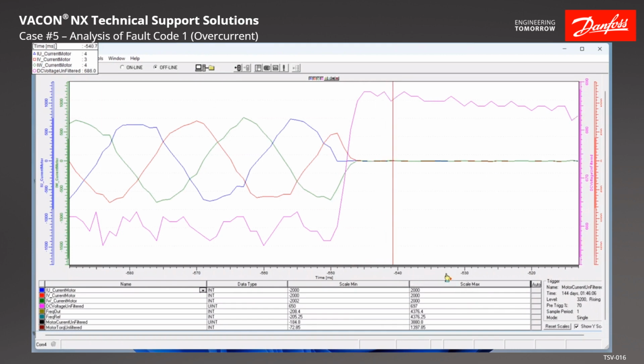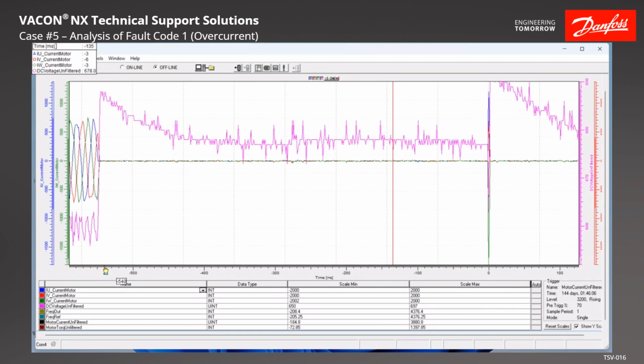And then when it trips, that's just a little bit over a half a second. So that's a pretty short period of time. So what can happen in that period of time to make the drive stop outputting current and then all of a sudden have a huge spike of current?